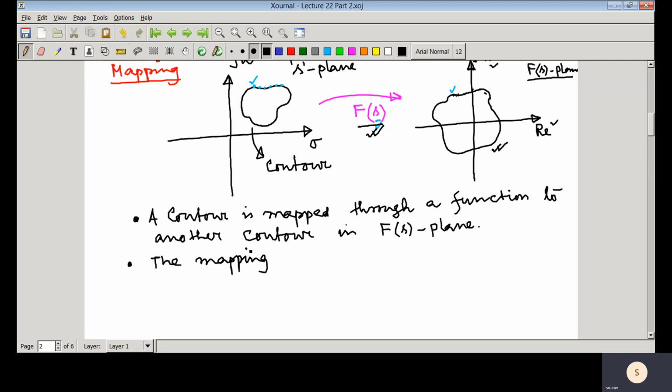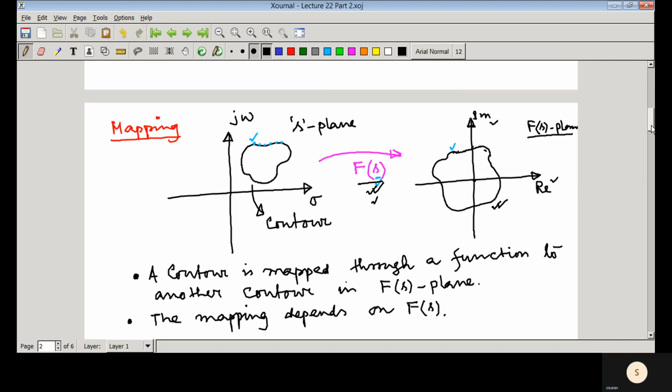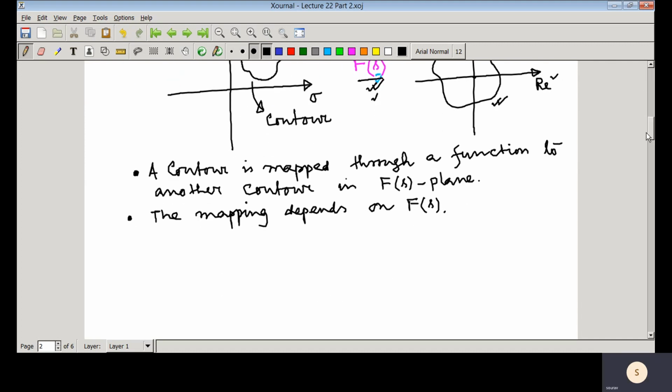That mapping depends on F(s). So it is a very simple result, and this result is from complex analysis. That means whenever we have a contour and we map that contour via a function, in the F(s) plane we will have another contour, and its shape, and whether it would encircle the origin or not, depends on this function. So let us see some mapping.